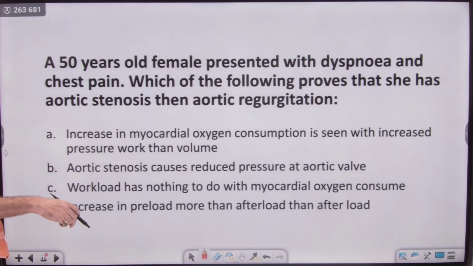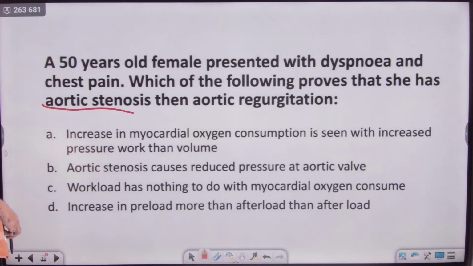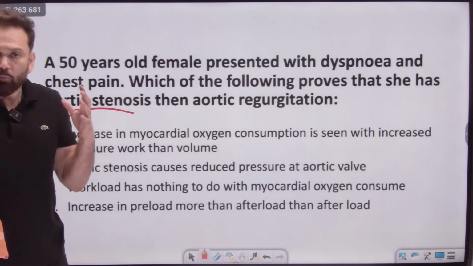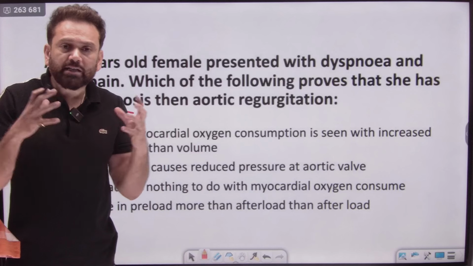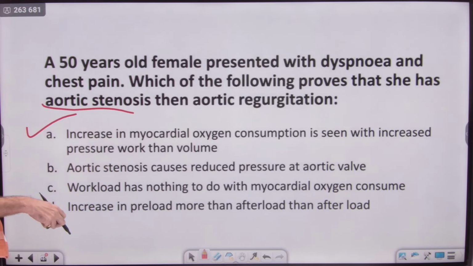A 50 years old female presented with dyspnea and chest pain. Which of the following proves that she has aortic stenosis rather than aortic regurgitation? Increase in myocardial oxygen consumption is seen with increased pressure work more than volume work. Of course, this is correct, true. In aortic stenosis, there will be stenosis of the aorta, so the heart has to contract more, contraction will be more, and work done will be more. It is correct.